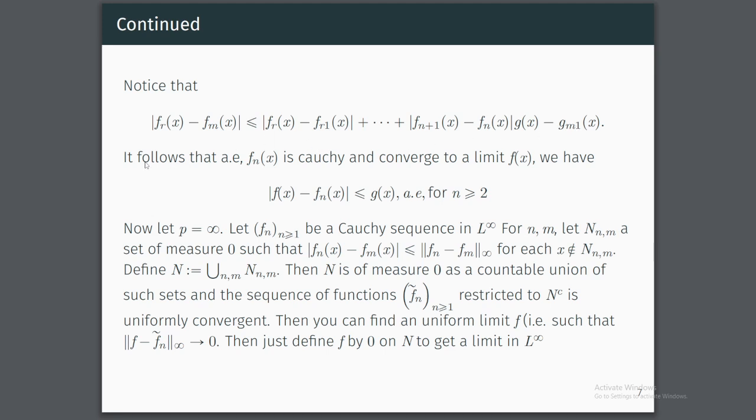What this means is that fn of x, for a fixed x, is Cauchy and converges to f of x. And this is going to be our limit essentially. We just picked a limit f of x, and because f of x minus fn of x is less than g of x almost everywhere, f itself is going to be LP, and it's going to converge to fn by, for example, the dominated convergence theorem. Because g itself is LP, this is just an application of the Lebesgue dominated convergence theorem.